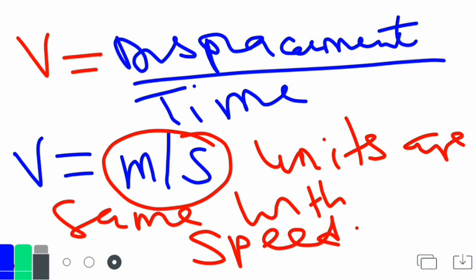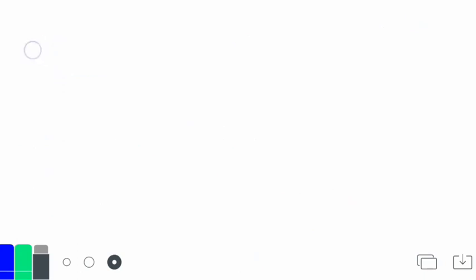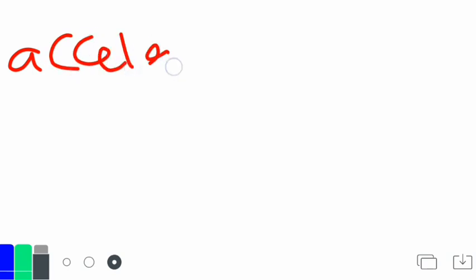So make sure you do understand that the units of velocity are the same as those for speed, except that speed is only a scalar quantity. It only has the size of that motion, while velocity can be either positive or negative. So let us make sure that we understand the differences between velocity and speed, while the units are the same. So from that, now we talk about acceleration.